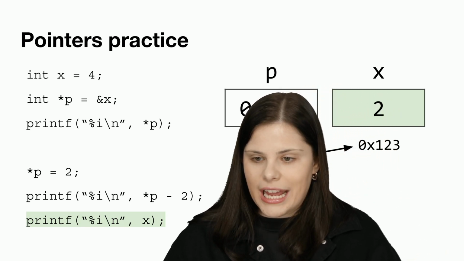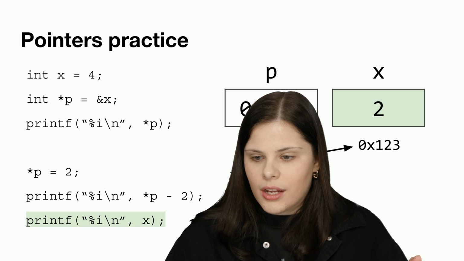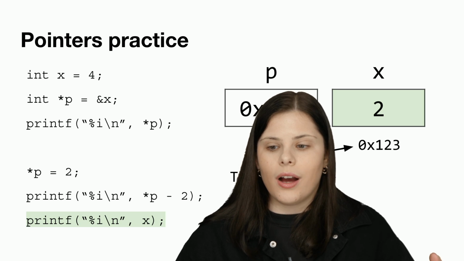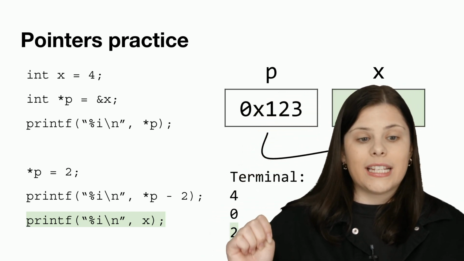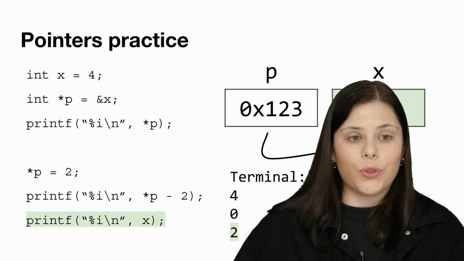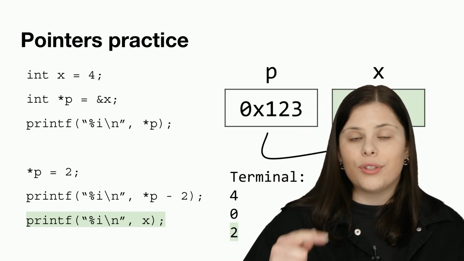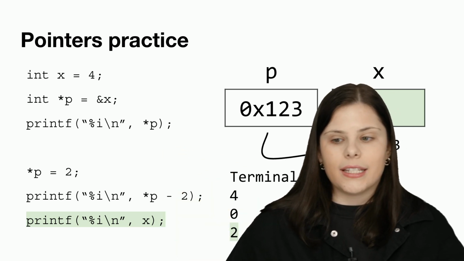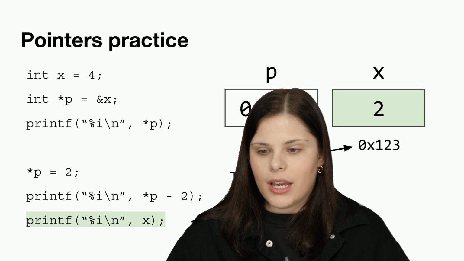So let me go back to the chat again and see if there are any questions there. Someone asked, does changing the value of the pointer change the value of the variable permanently? In this case, yes, because we went explicitly to the location of this variable and we changed the value to 2. For example, on line 5, when we printed out star p minus 2, we just used that value and subtracted 2. Okay.